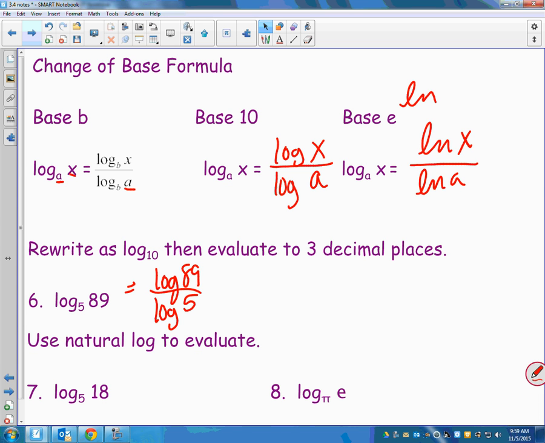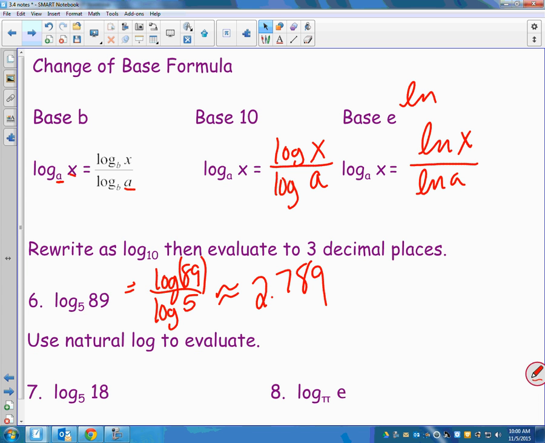Use your parentheses wisely, right? On my calculator, it starts a parenthesis for log. You better close that parenthesis or you're going to get the wrong answer. And it says round to 3 decimal places. The biggest mistake that happens with this is people type in the calculator wrong, or they mix it up. They put 5 on the top and 89 on the bottom. I got 2.789. And if you think about it, 5 squared is 25, 5 to the third is 125, so that's a reasonable answer.